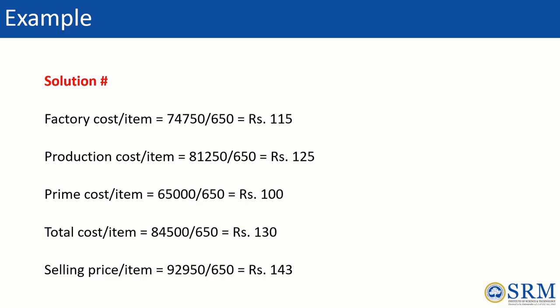Now, to make these figures actionable to our sales team, we divide each total cost category by our total output volume of 650. So this breakdown gives us a prime cost of rupees 100 per item, a factory cost of rupees 115, production cost of rupees 125, and an ultimate total cost of rupees 130, and selling price of exactly rupees 143 per unit.